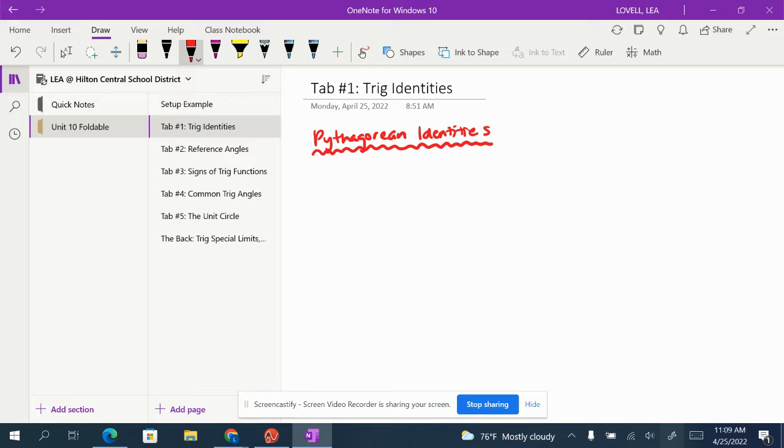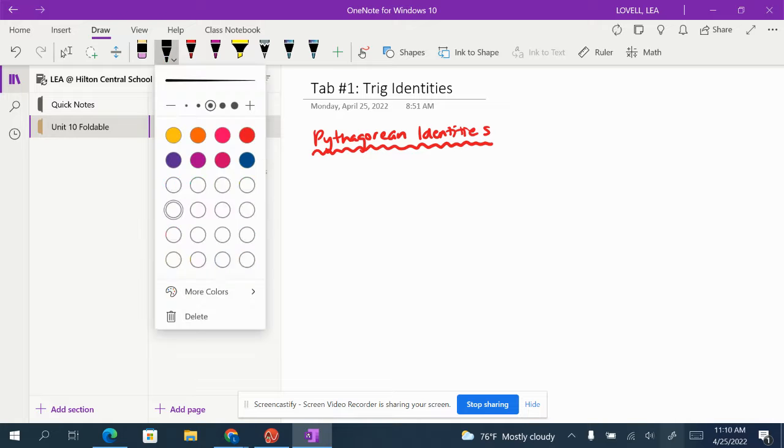Probably the Pythagorean theorem. So if you'll notice, some of it is in red. Only write down the stuff that's in red for your foldable. The stuff that's in black is just me sketching while I talk.